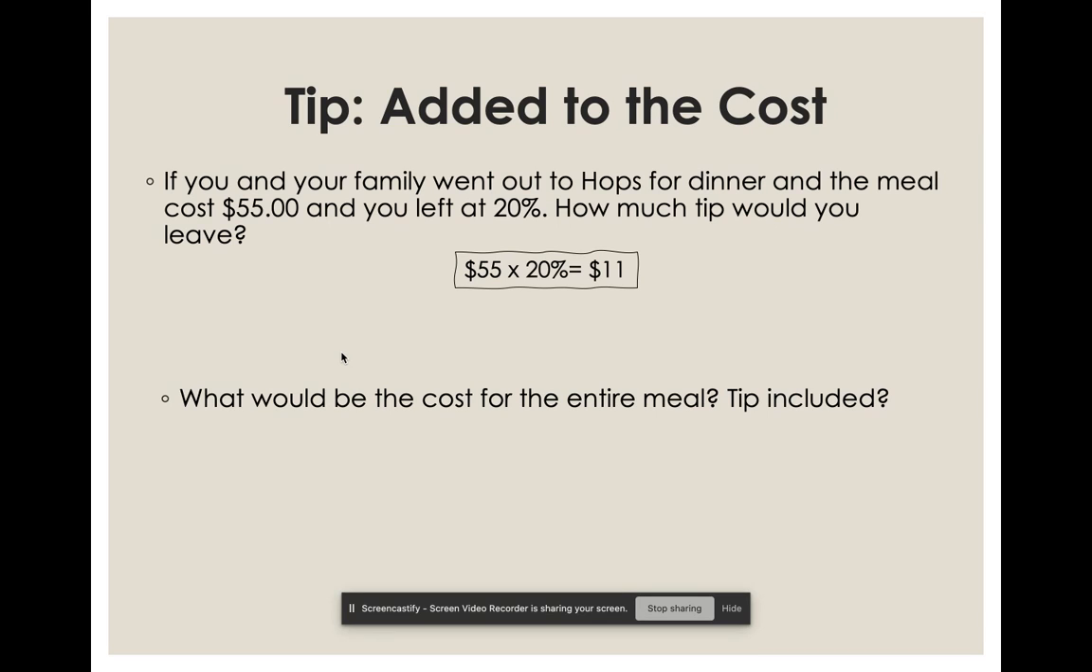The next question wants to know what the cost of the entire meal would be. So again, with tip, we're going to add to the cost. So in this case, we would need to do 55 plus $11, which would give us a total of $66.